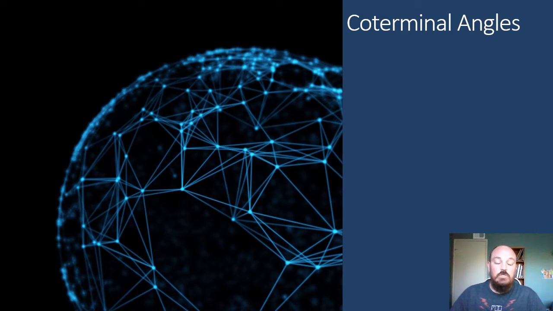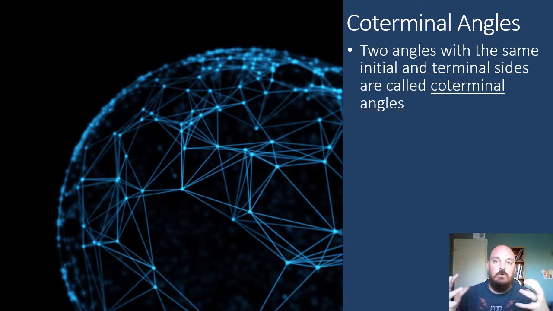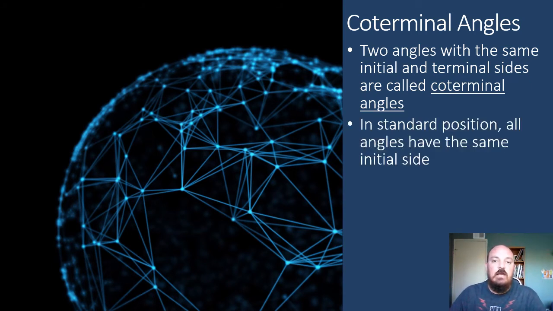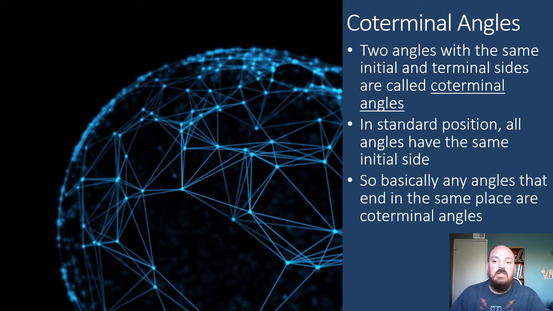Now the first one is called coterminal angles. If you think about that word coterminal, co means shared or the same, and terminal, we talked in part 1 about how angles have a terminal side. So really, coterminal means two angles that end in the same place, same terminal side. Now in standard position, every angle starts in the same place. We all have the same initial side. So really what you're saying when you're talking about coterminal angles is any two angles that start and end in the same place. Now, if an angle starts and ends in the same place, you might think, well, it's the same angle, but it's all about how you get there.